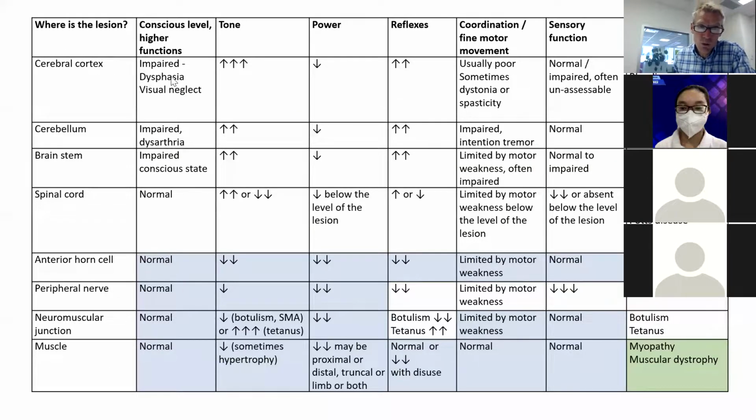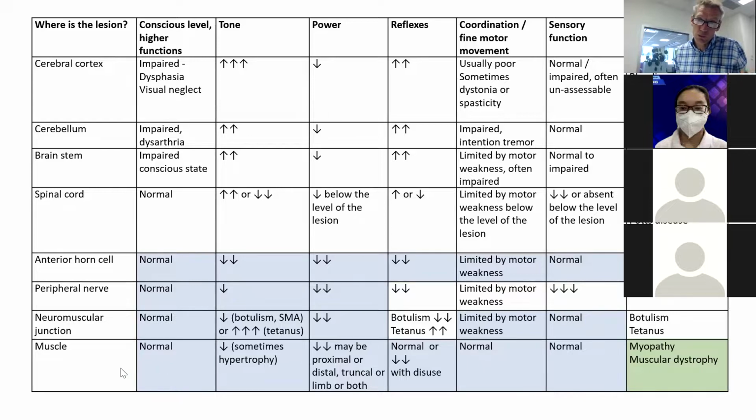Now, this child had a normal conscious state, so he must be down here somewhere. He didn't have impaired consciousness, and he had reduced power and reduced tone. And so he must be down here at the peripheral nerve or neuromuscular junction or the muscle. And if you follow through on the table, he had muscular weakness because of his very thick calves and by his Gower's sign, evidence of peripheral muscle weakness. And so you can go through this sort of table and work out where the lesion is.